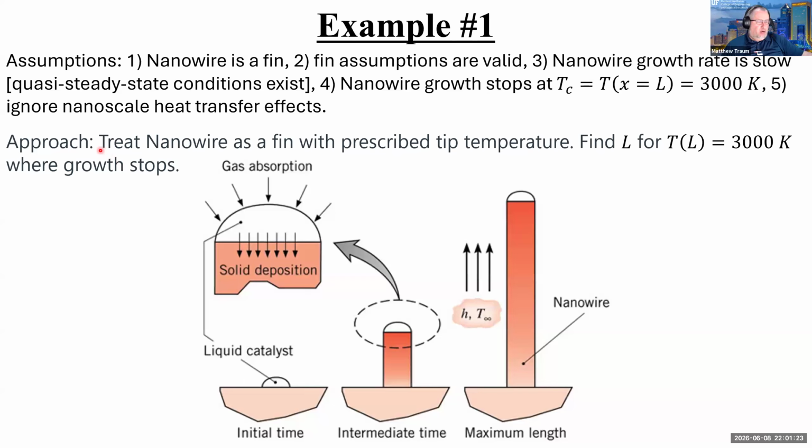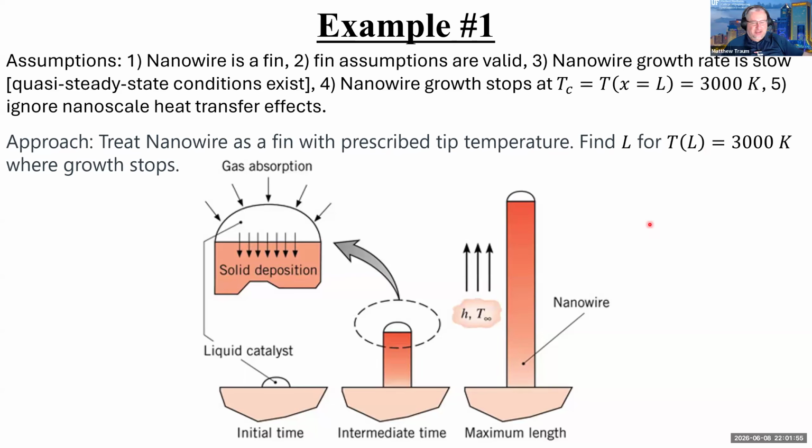Okay, so my approach, of course, is to treat the nanowire as a fin with a prescribed tip temperature. That prescribed tip temperature, of course, increases as the fin grows, but we don't care what the tip temperature is until it gets to 3,000 Kelvin. That's the spot where the growth stops, which is what we actually care about. And so that's what we're going to prescribe as the temperature. And then we're going to solve for the L that this fin is able to achieve when that tip temperature is 3,000 Kelvin.